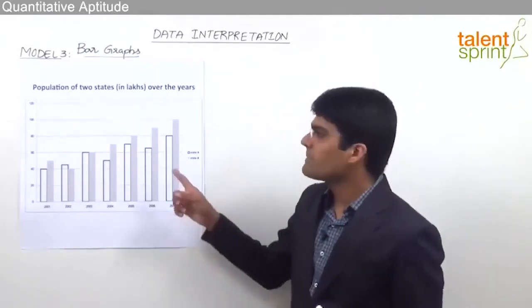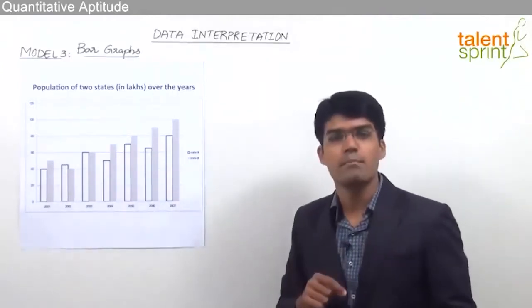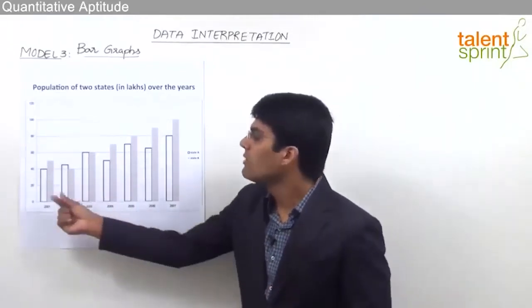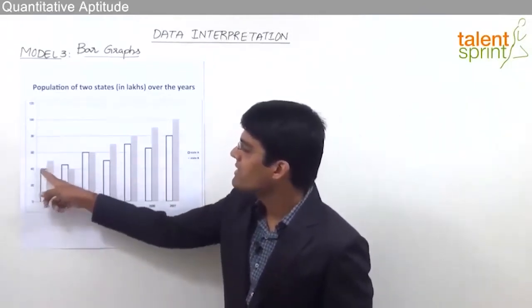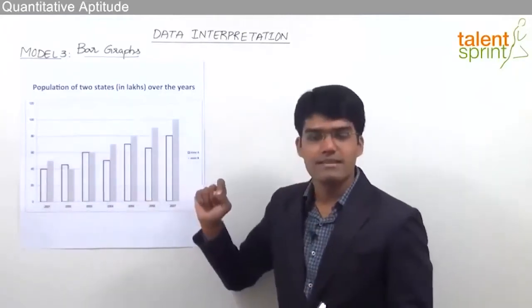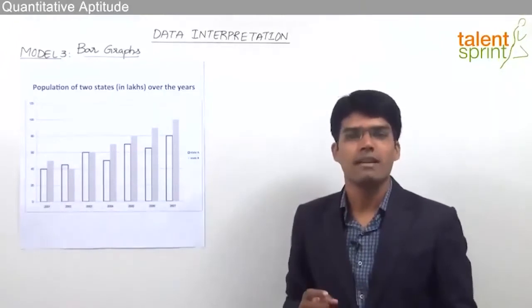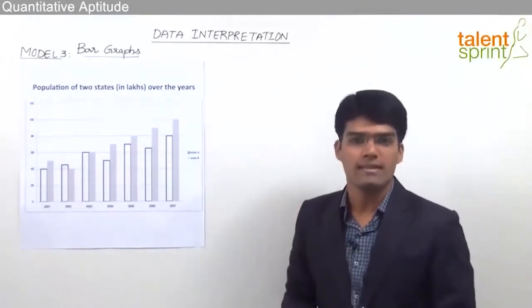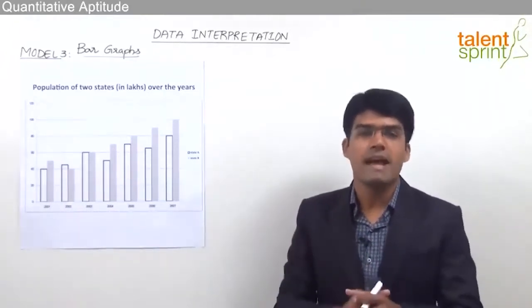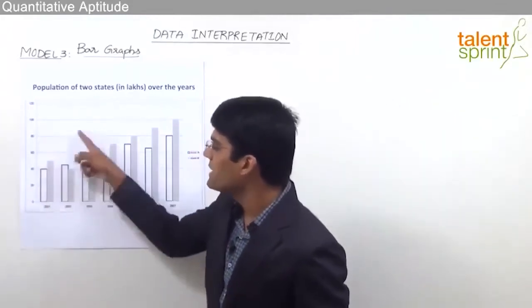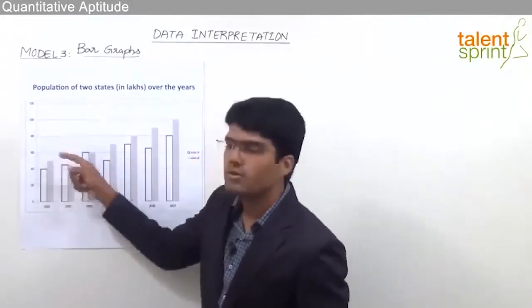For instance, if you observe this diagram here, this is an example of multiple or clustered bars. We have two bars where each bar represents the population of one of the states. Instead of giving two bars at each point, we can also have a single bar where each bar is divided into two parts, and such a diagram is called a stacked bar diagram. What we do here is we place only one bar at each point, and each bar is divided into two parts.